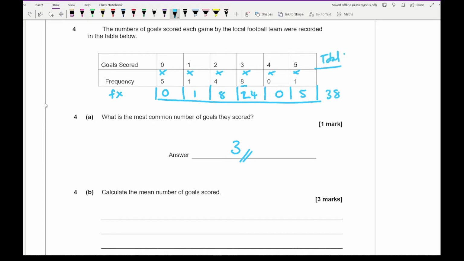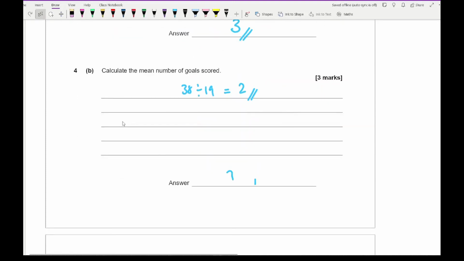And then I want to add up the total frequency. So add up all of these numbers here, and I get a value of 19. So it's going to be 38 divided by 19, which gives me an answer of 2. Let's get rid of that one.